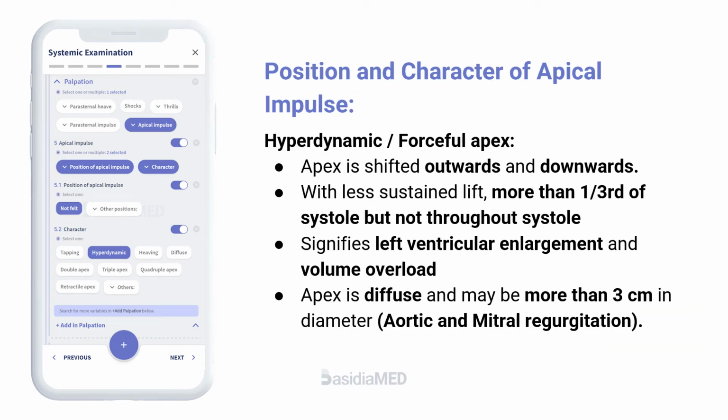Hyperdynamic, forceful apex. Apex is shifted outwards and downwards, with less sustained lift, more than 1/3 of systole, but not throughout systole. Signifies left ventricular enlargement and volume overload. Apex is diffuse, and may be more than 3 centimeters in diameter in the case of aortic and mitral regurgitation.